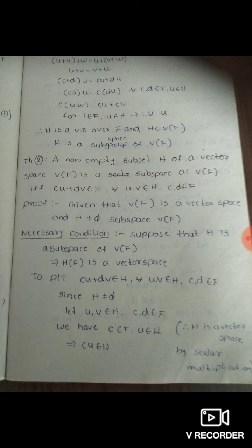Okay, given that V is a vector space and H is a subspace of V of F. The necessary condition: suppose that H is a subspace of V of F, then automatically H is a vector space. Suppose that H of F is a vector space. To prove that cu plus dv belongs to H for all u, v belongs to H and c, d belongs to F.